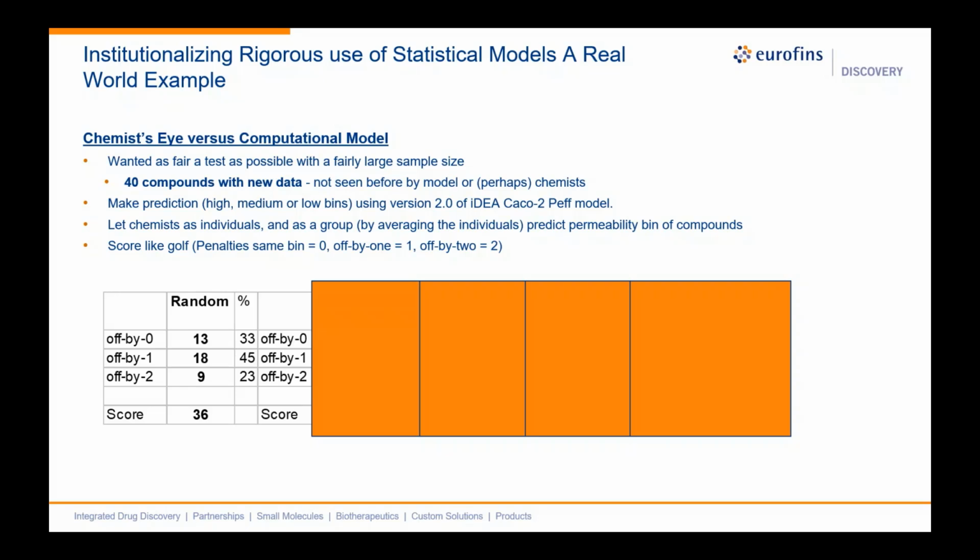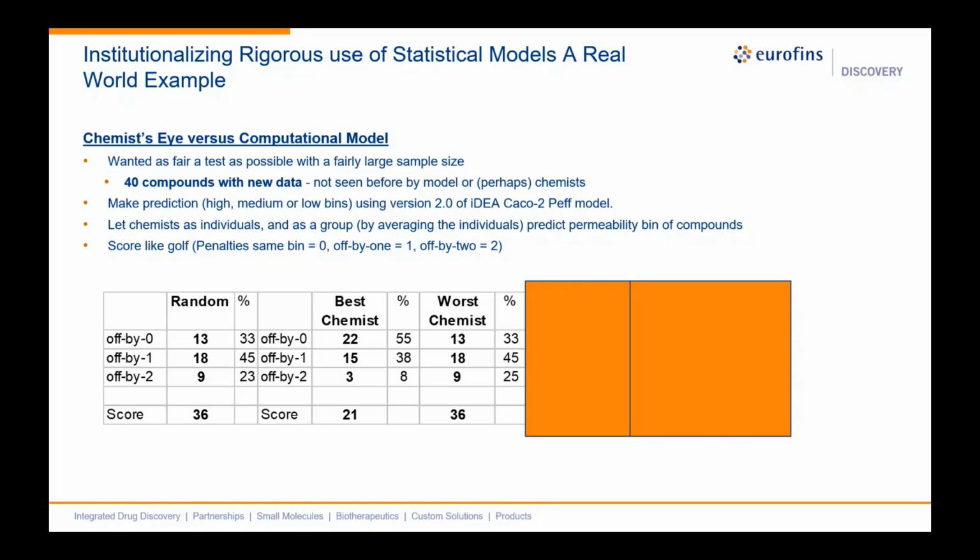So by random, you would get compounds in the same bin 33% of the time. You'd be off by 1 45% of the time, and off by 2 23% of the time, with a final score of 36. The best chemists got compounds in the correct bin 55% of the time, off by 1 38% of the time, and off by 2 8% of the time, with a final score of 21. The best chemist happens to also be the most experienced medicinal chemist in the group.